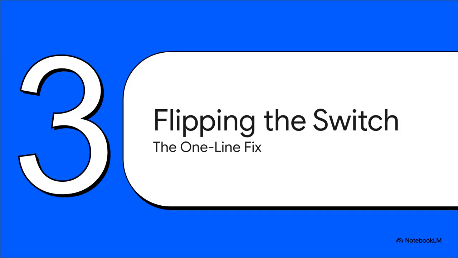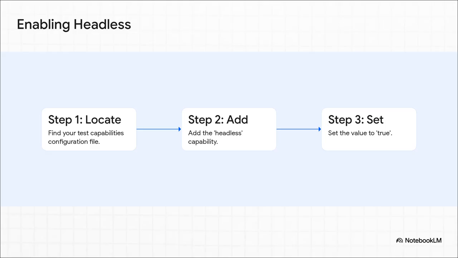Okay, so you see the benefits, you get the trade-off. Now you're probably thinking, this has got to be a pain to set up, right? Well, this is the best part. It is ridiculously simple. Seriously, you can break it down into three little steps. You just find your configuration file for your tests, you add one single property, and you set it to true. That is it. You don't have to change a single line of your actual test code.